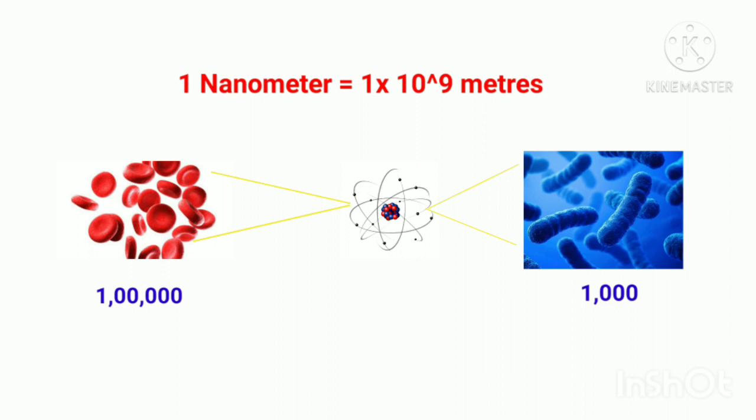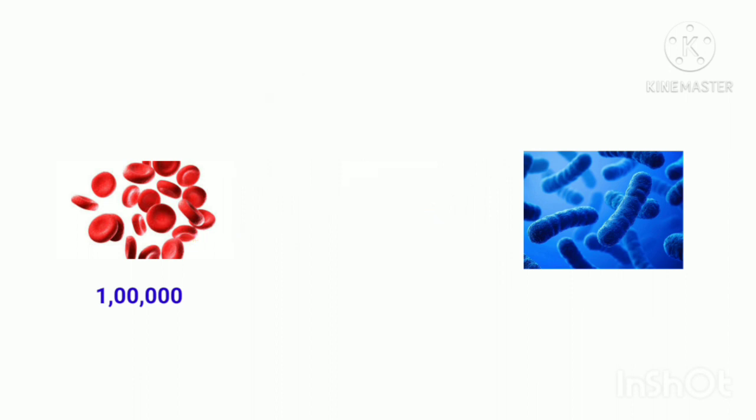The unit of measurement for very small length is the nanometer. A nanometer is equal to 1 into 10 to the power of minus 9 meters. In this picture, we see that a bacterium is about 10 times the diameter of an atom. Meanwhile, a red blood cell is about 1 lakh times the diameter of an atom.